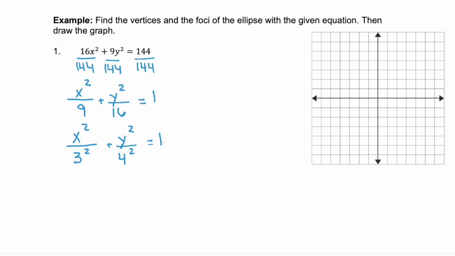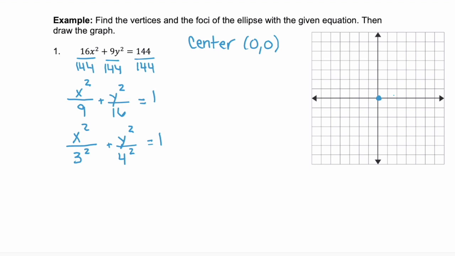Okay, we have it in the true format. We notice that there's no number added or subtracted to our x or y in the numerator. That tells us that our center is at the origin, (0, 0). So I'm going to plot my center.